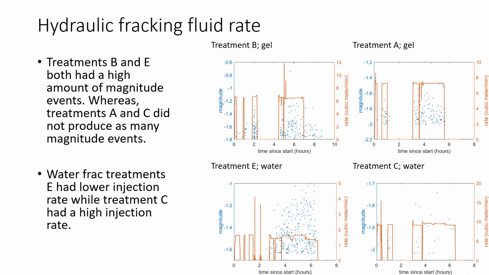And we have our hydraulic fracturing fluid injection rate. For treatments B and A, we have fairly similar injection rates. However, for treatment E, we have a lower injection rate, and treatment C, we have a higher injection rate comparatively.